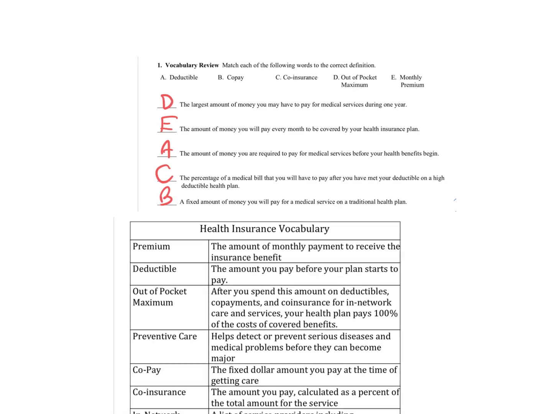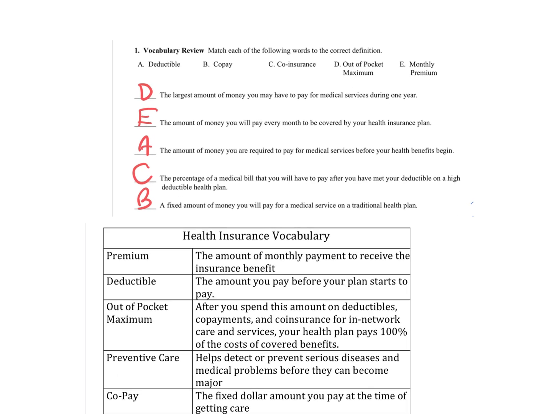Now these last 2 pages deal with the vocabulary that come from our insurance unit. And the largest amount of money you need to pay for a medical expense or service during a year, that's known as your out-of-pocket maximum. If you, God forbid, reach your out-of-pocket maximum, then the insurance would cover the rest of the bills. But a lot of times, your out-of-pocket maximum is a pretty high amount.